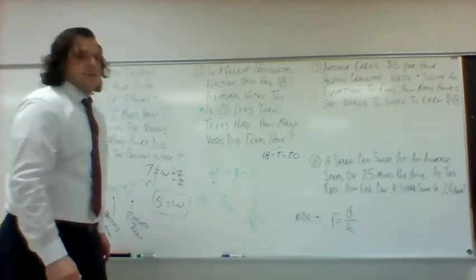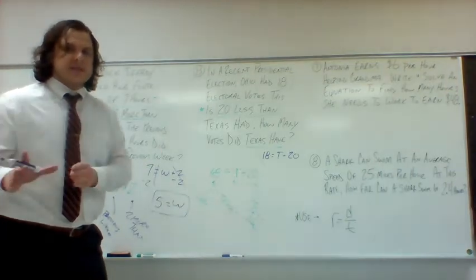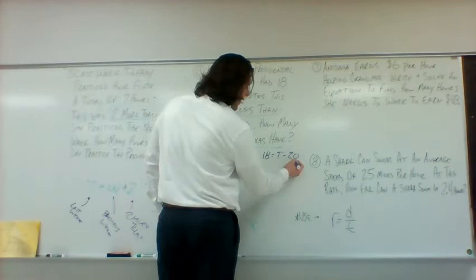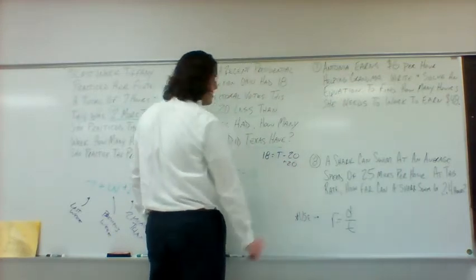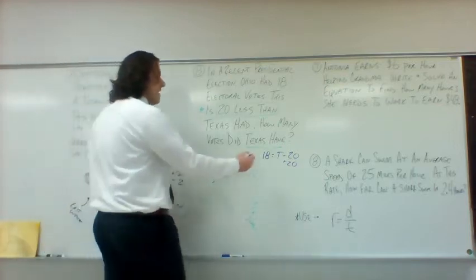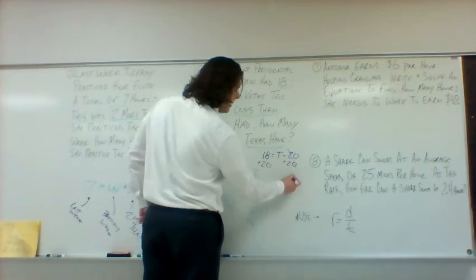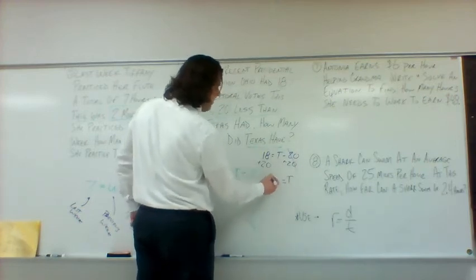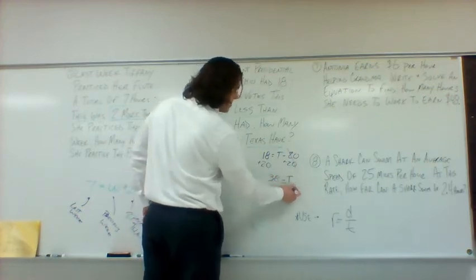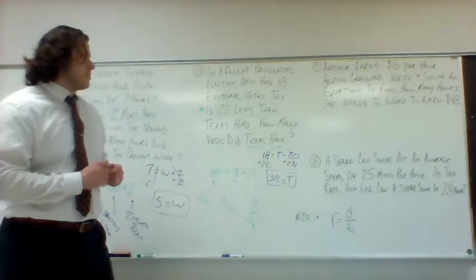So we're going to do step one. Step one is to do the opposite. The opposite of minus 20 is plus 20. Step two is do it to both sides. So if I add 20 there, I will add 20 here. These opposites cancel, so T is equal to, I think 18 plus 20 is 38. Looks like Texas had 38 electoral votes in this problem.